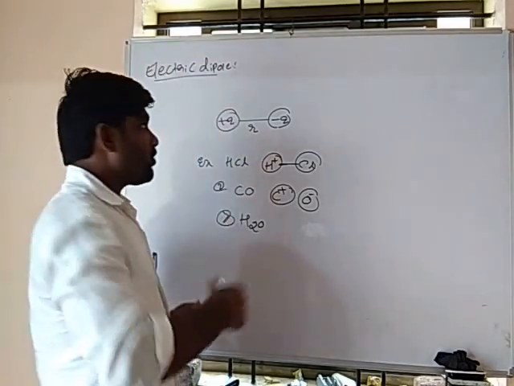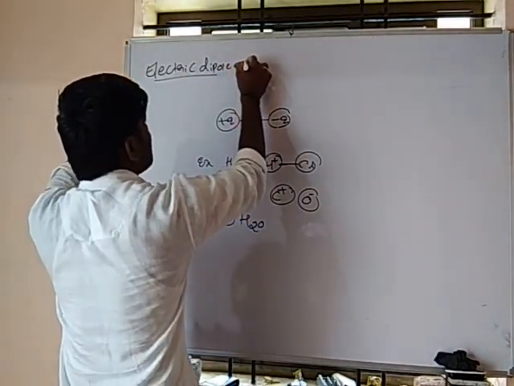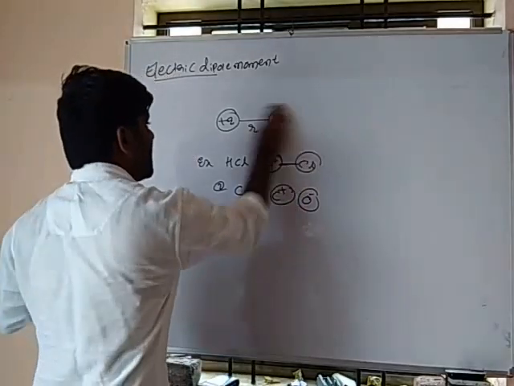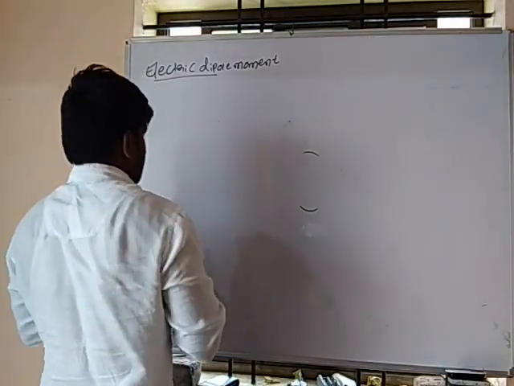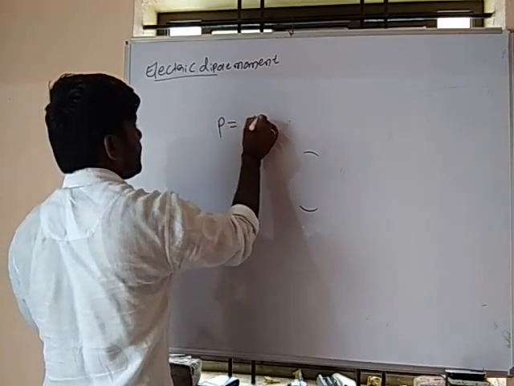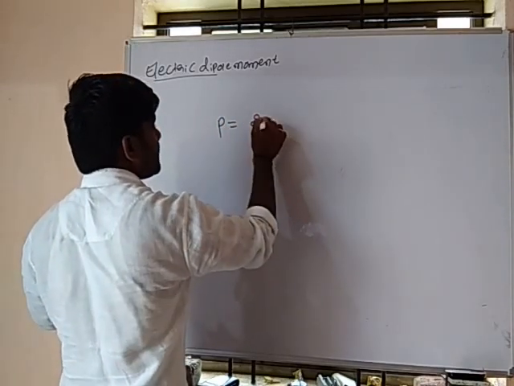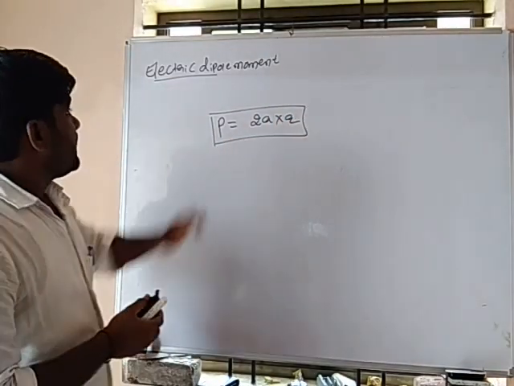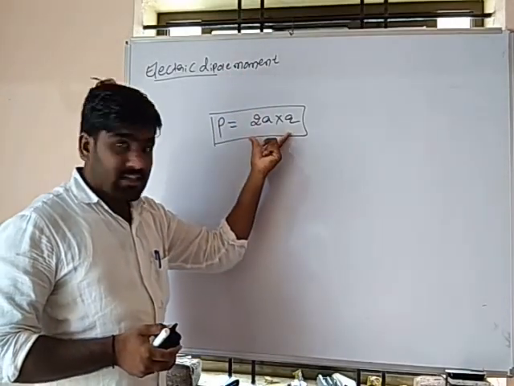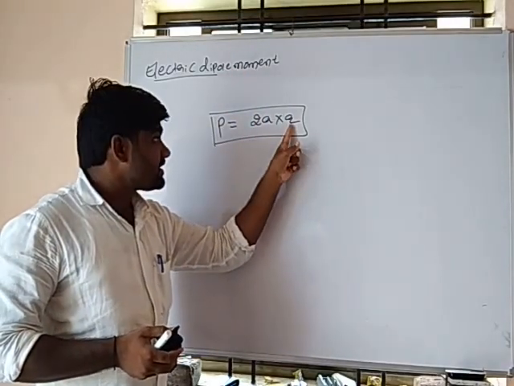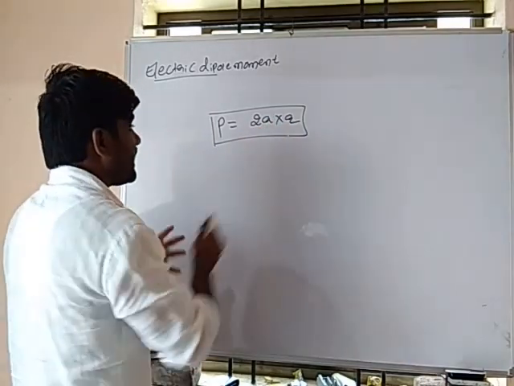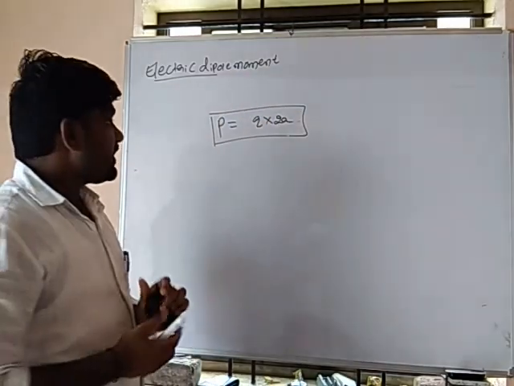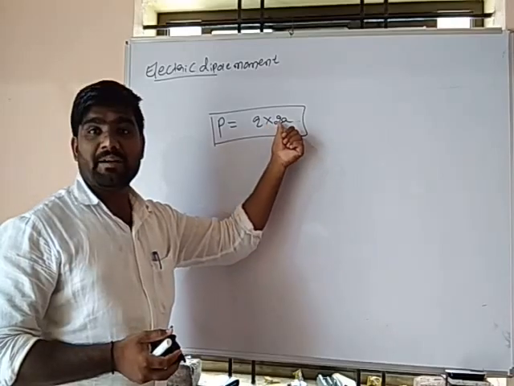Then what is electric dipole moment? Next is electric dipole moment. I am writing directly an equation. This is P is equal to 2A into Q. Okay, how to define this? The electric dipole moment is the product of charge and the distance of separation. You can also write it like this, Q into 2A.